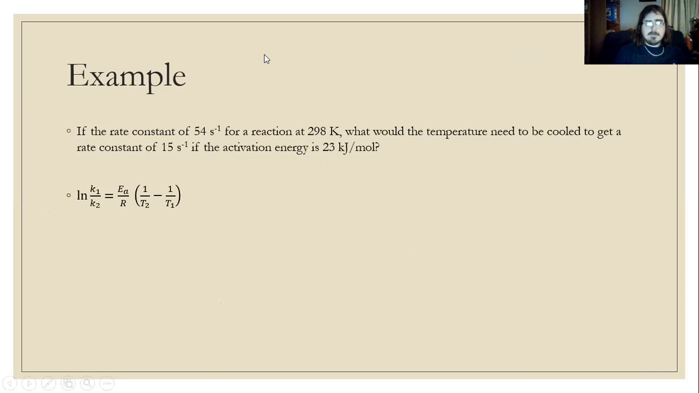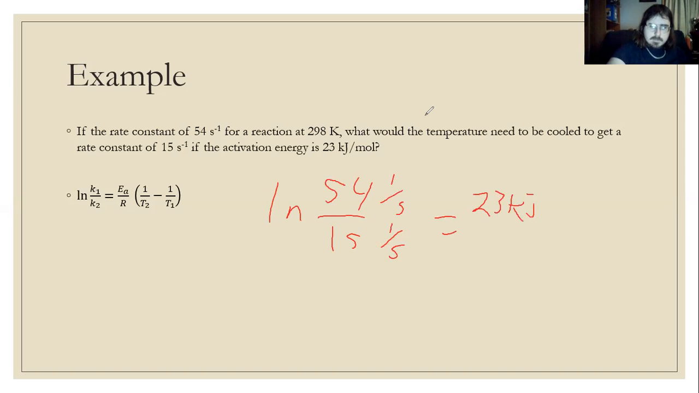So, a rate of 54 per second at 298 K. What temperature would it need to be cooled to in order to get a rate of 15 per second if the activation energy is 23 kilojoules? So let's say ln of 54 over 15, inverse seconds cancel out. Watch our units: 23 kilojoules, 8.314 joules per mole Kelvin.